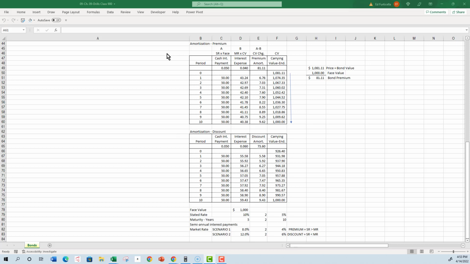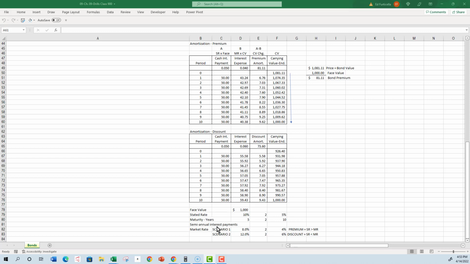Hello everyone. Let's spend a few minutes talking about the calculation of interest expense on bonds, the amortization of premiums and discounts, and the calculation of carrying value. For our two examples, we have bonds with a face value of $1,000, a stated rate of 10%, and a maturity of 5 years. Interest payments are made semi-annually, or twice a year.